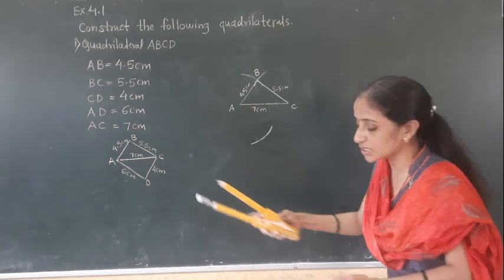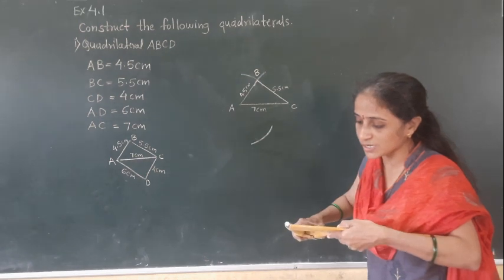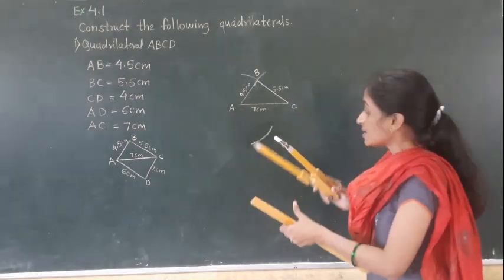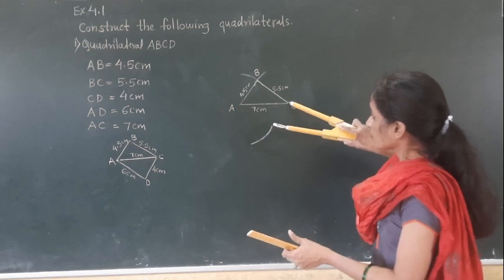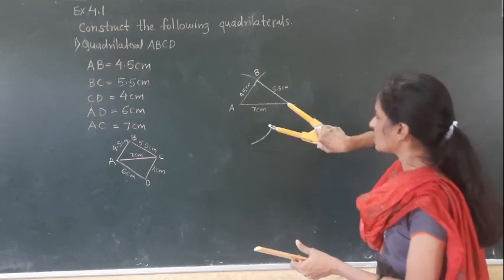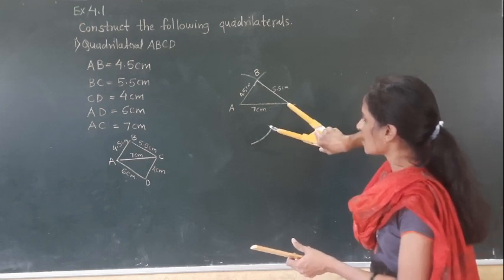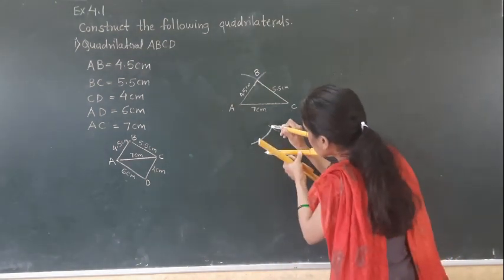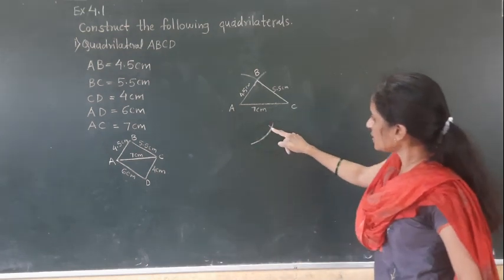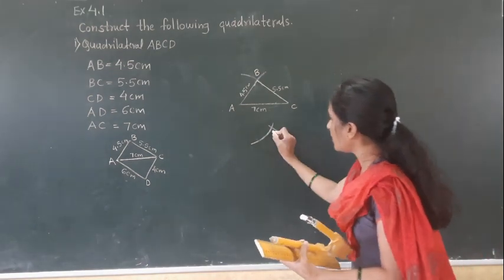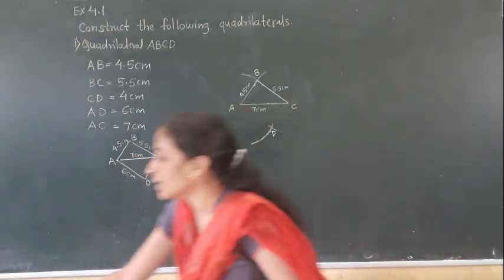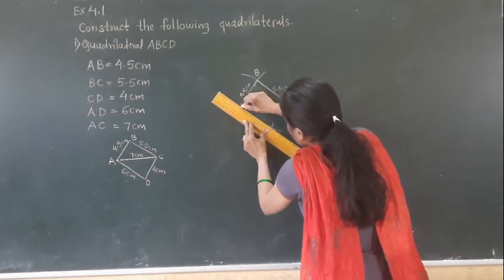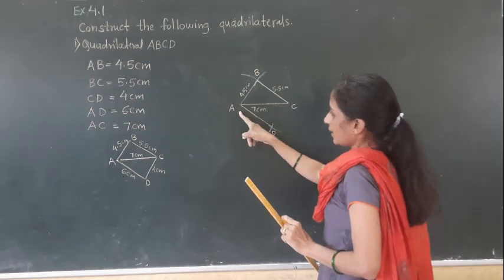Now, after that, what are we going to do? CD. CD, how much is it given? CD is given 4 centimeters. So, take 4 centimeter radius in your compass. Okay. Now, join A to B, join AD. Okay, AD, how much is it?